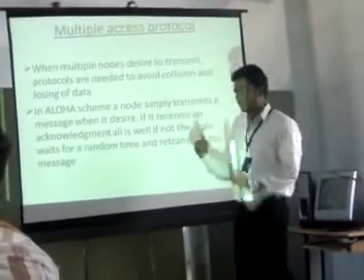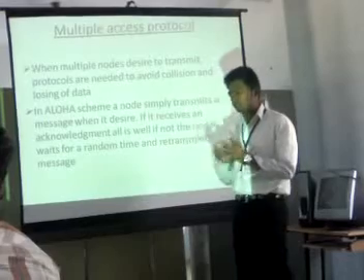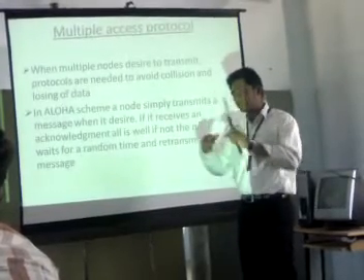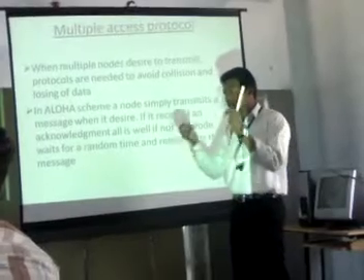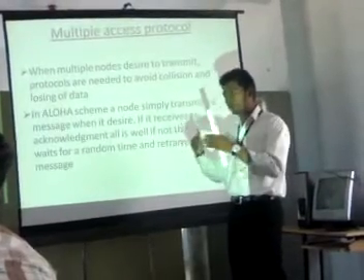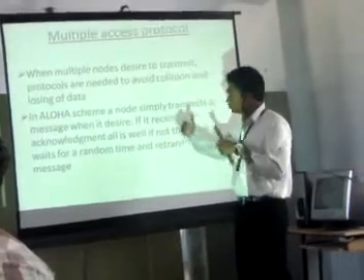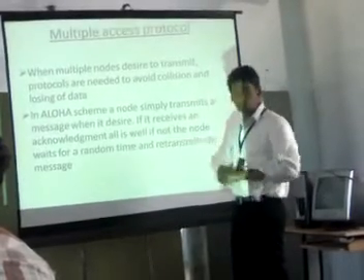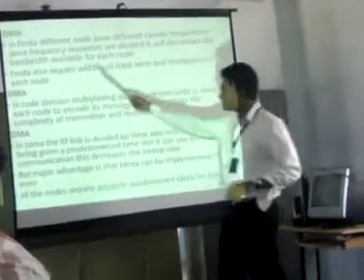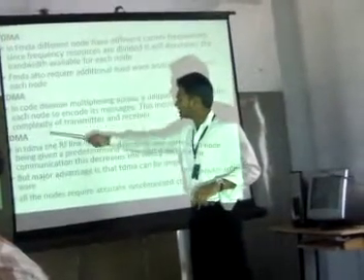Multiple access protocol. Now, as I have said, there are numerous sensor nodes, not just one. A situation may arise where two or three sensor nodes may transmit a message in the same direction. So they may collide and they may lose data. To overcome this, we should have some schemes. Some of the schemes are FDMA, CDMA, TDMA.